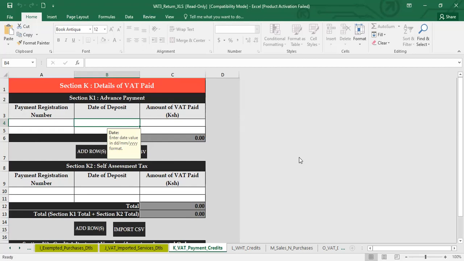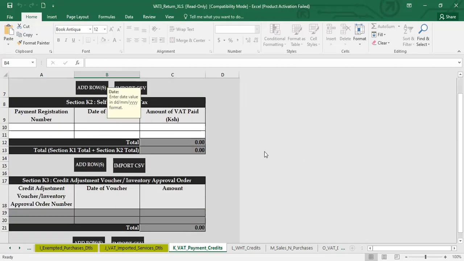Yes, that is why it says payment registration number, the one that you paid with. Then we have the dates that you deposited and the amount of VAT paid. So remember, this one is going to reduce your VAT liability at the end of the month. Also, it's the same as VAT, so that you have self-assessment. So you can also make a self-assessment. These things are all the same, because advance payment you pay the same way, self-assessment is the same way. They are the same as one another.